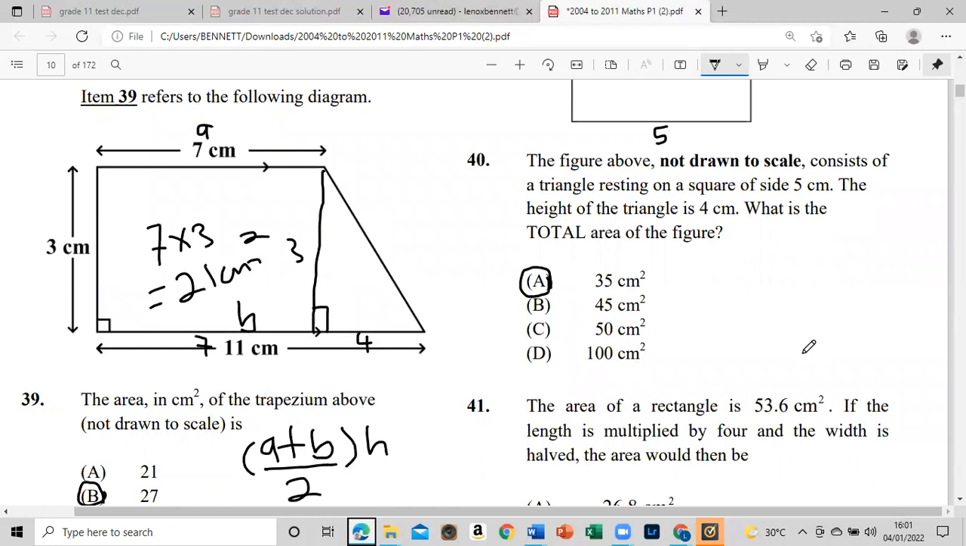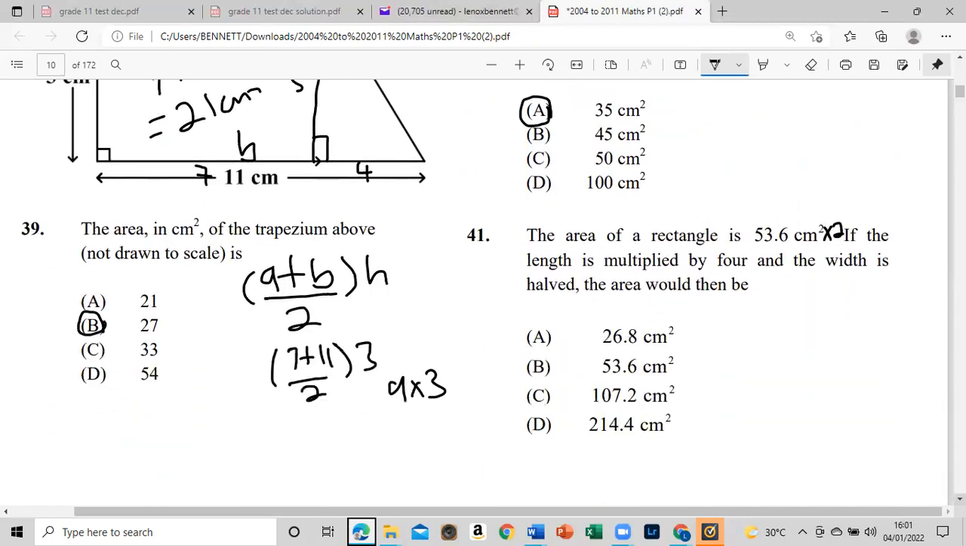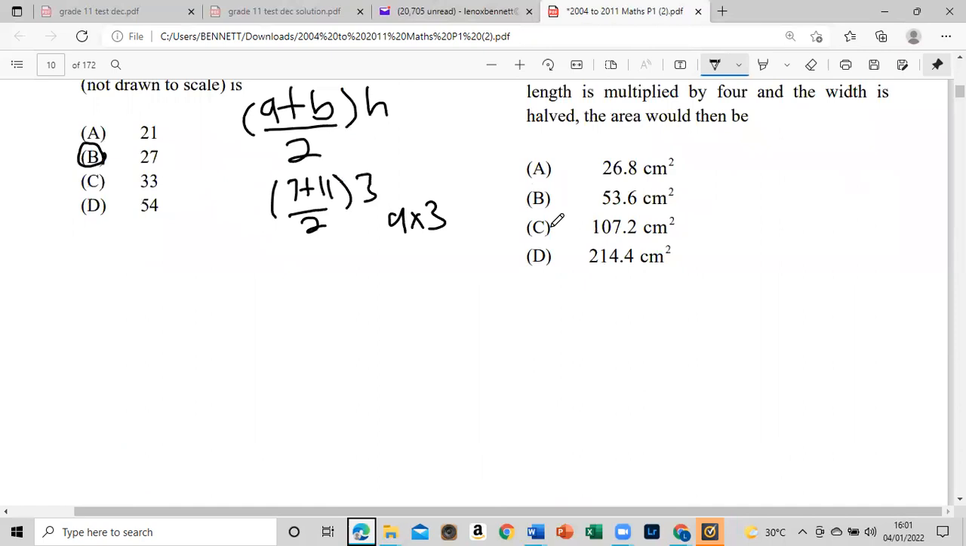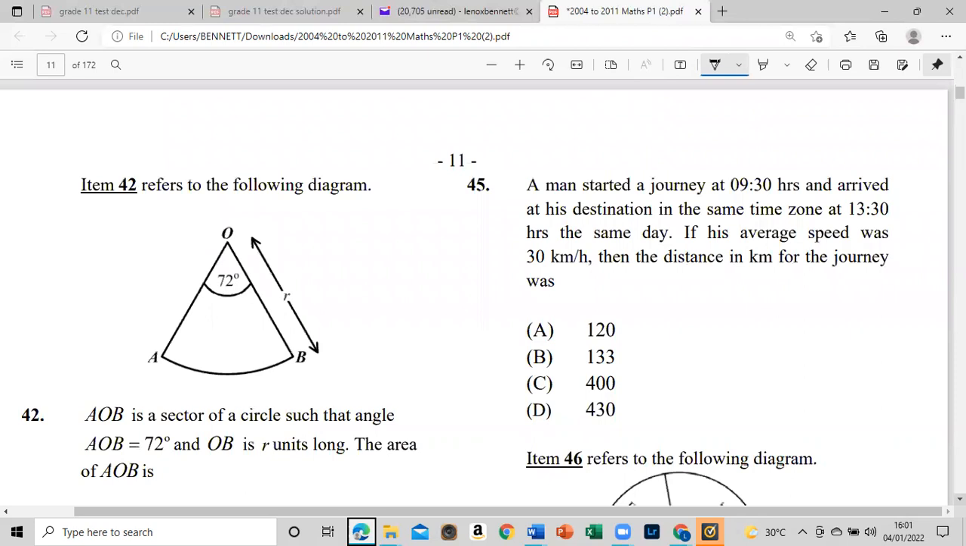The area of a rectangle is 53 if the length is multiplied by 4 and the width is half. Let's double this. 2, 3, 6. Let's see the answer. 6. All of that, you just have to double it. 4 divided by 2.